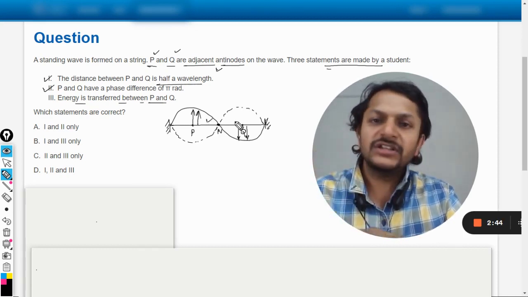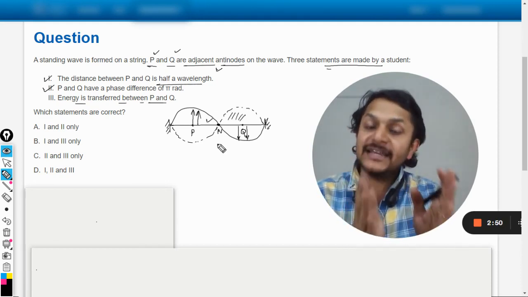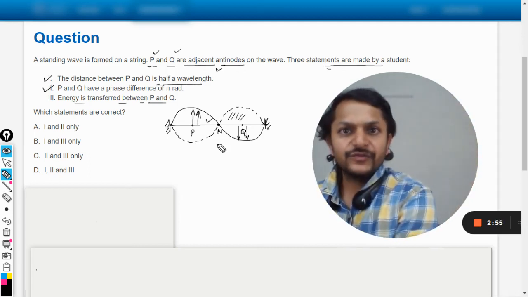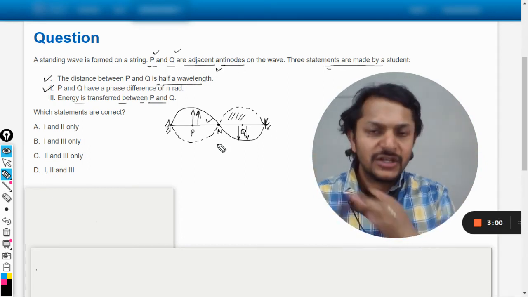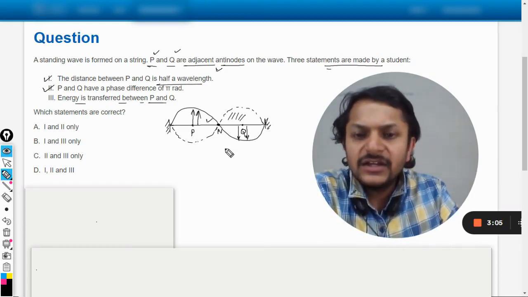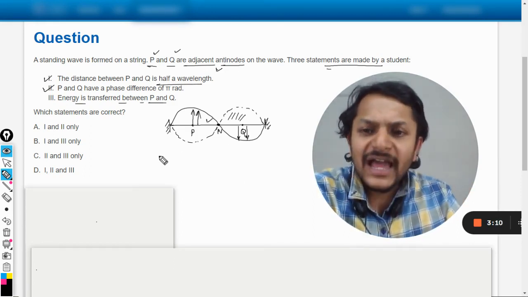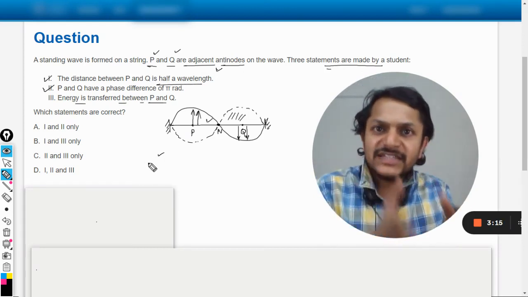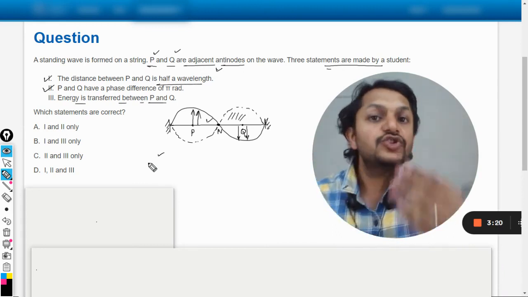It cannot move to the other segment, and the energy contained in this segment will always be restricted within the same segment. It will just keep on moving up and down, but the energy will not be transferred because it's not a traveling wave, it's a standing wave. Standing wave means it's not transferring any energy. Now, why is the energy not transferred and we still call it a wave? Because standing waves come into formation when two waves having the same wavelength, having the same frequency, but traveling in the opposite direction, superpose each other.